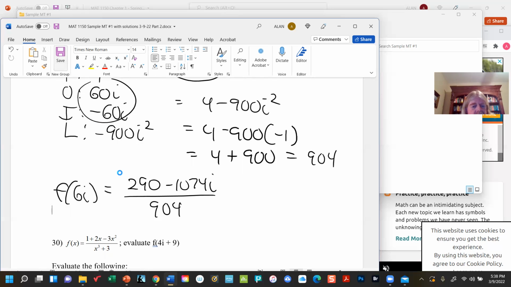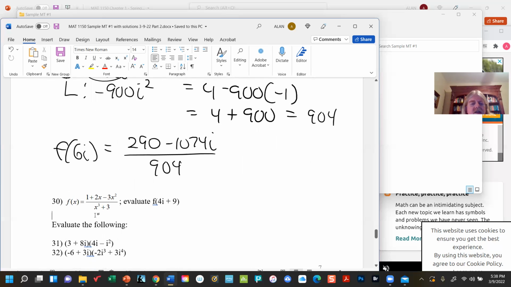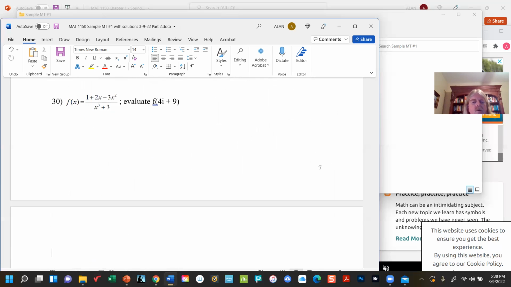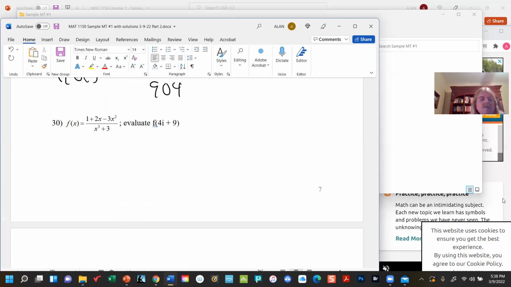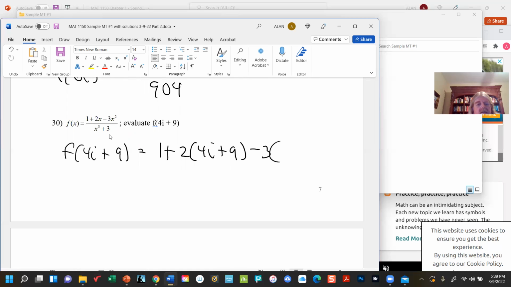All right. Now this next one, well, I guess we're going to run into the same thing, except, wow, this one's got a cube in it. Oh, that's going to take a while. All right, well, let's give it a shot. All right, what do we have here? 1 plus 2, 4i plus 9, minus 3 times 4i plus 9 squared.